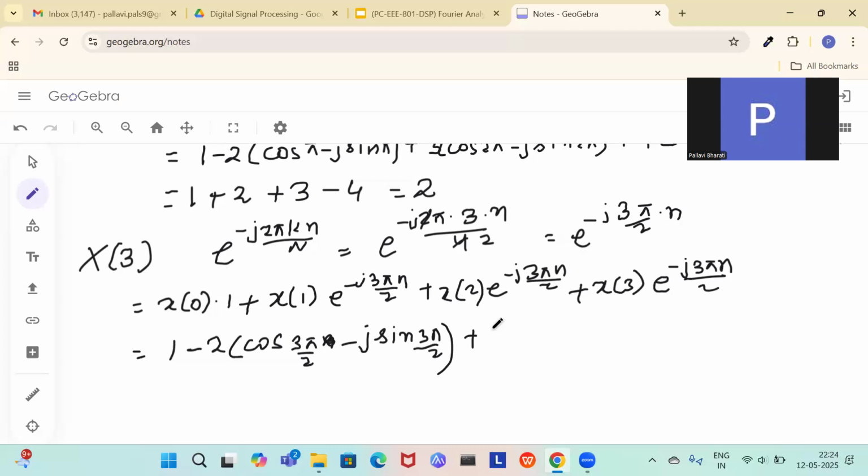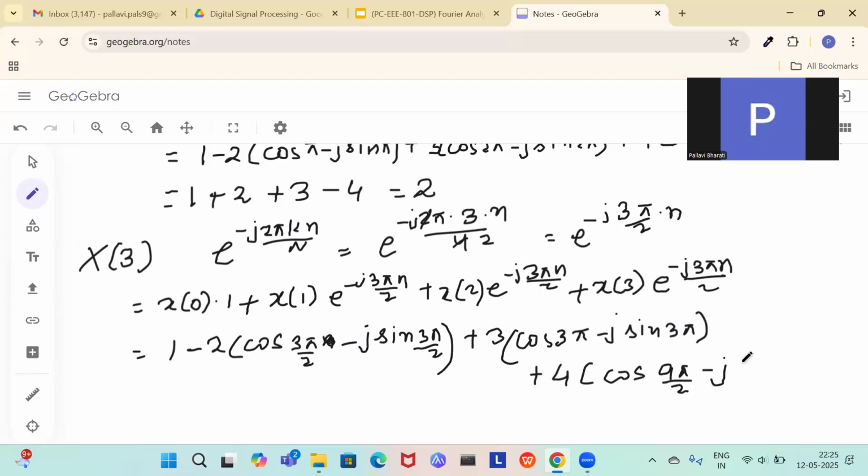The x2 value was 3. Again here n is 2, so cos 3 pi minus j sine 3 pi. The last one, that is x3, was 4. And here it is cos, so here n was 3, right? So this is going to become cos 9 pi by 2 minus j sine 9 pi by 2.